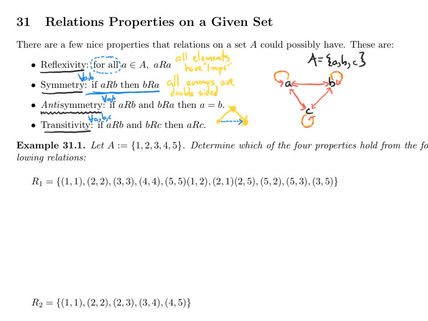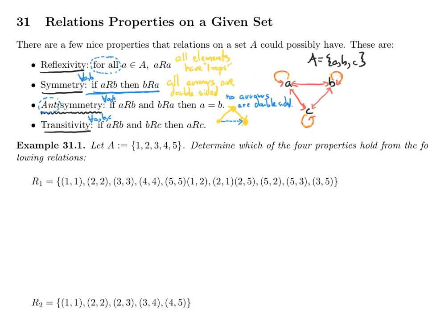Anti-symmetric, that's a special one. That's a little bit different. Anti-symmetric, well, what does it say? It says that if A is related to B and B is related to A, then it must be that A and B are the same element. So that means there are no situations other than loops where we have double arrows. Maybe I'll write that in. You can think of anti-symmetry as no arrows are double-sided. So there are 4 properties that we're going to explore.